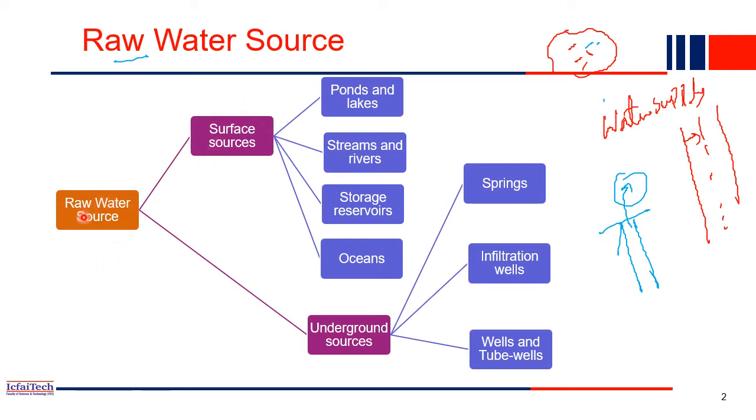Raw water can be classified broadly into two categories. One is surface source, and the next one is underground source. What is surface source? As the name suggests, a surface source means the water which is available at the surface of the earth, whereas an underground source is where water is deposited in the aquifer, below the ground, and that water we are extracting. So depending on the location and the availability of water, we may choose surface water or underground water.